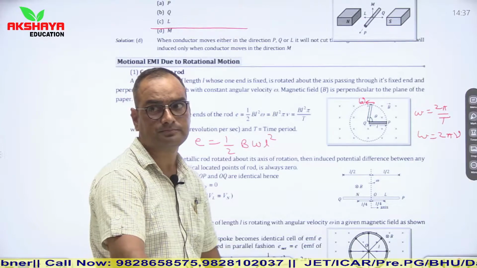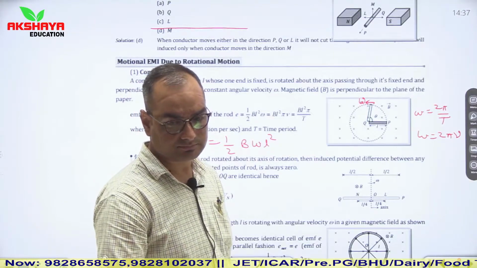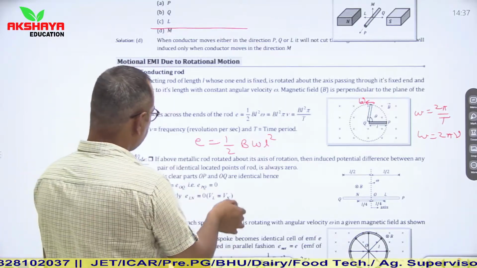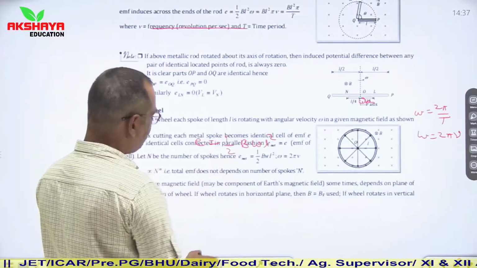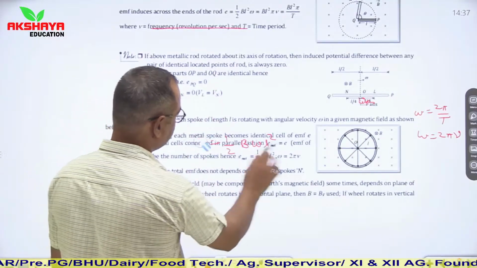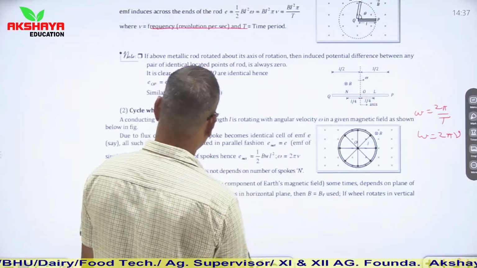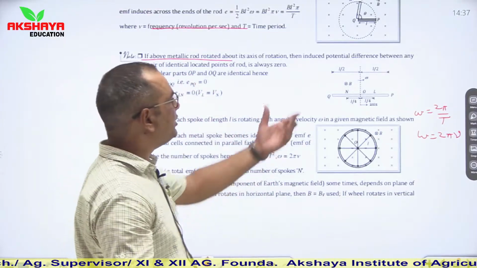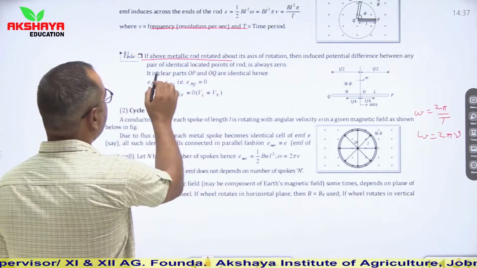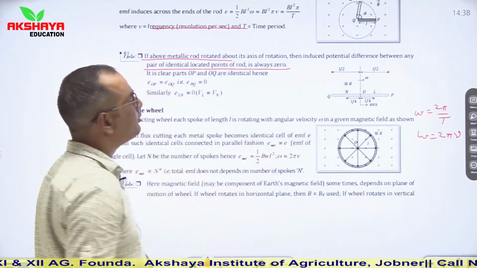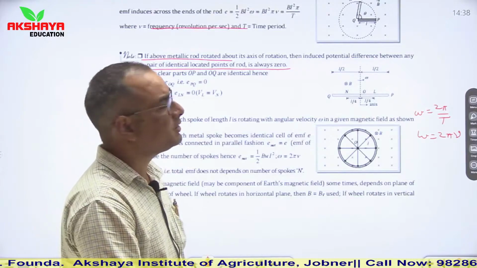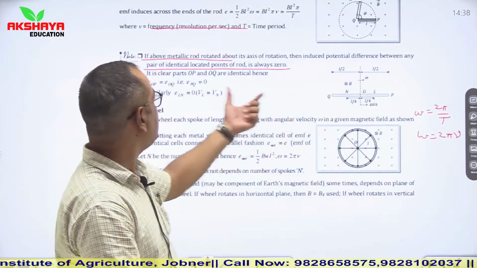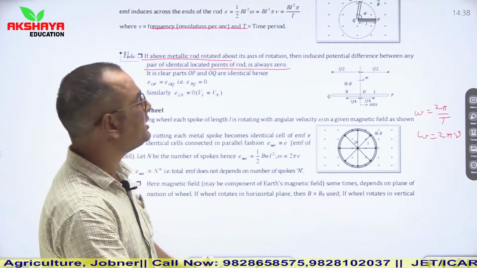Similarly, now see, if the above metallic rod is rotated about its axis of rotation, then the induced potential difference between any pair of identically located points of the rod is always zero. It means whenever we talk about rotation of this rod about a fixed point, the potential difference between any two identically located points is always zero.